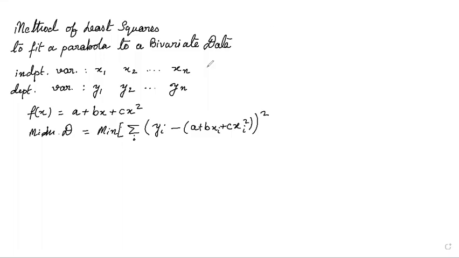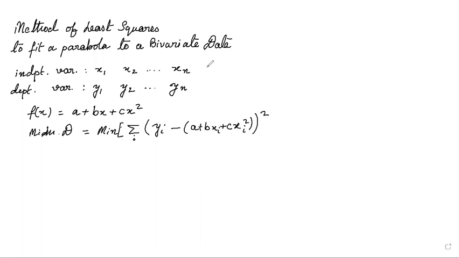So in this session, we are going to fit the best fitted curve as a parabola to bivariate data using the method of least squares again. As we have seen in our previous sessions, we obtained the best fitted straight line, also known as the regression equation of a straight line, to bivariate data. Now we are extending that by utilizing the method of least squares to fit a parabola to a given bivariate data, right?